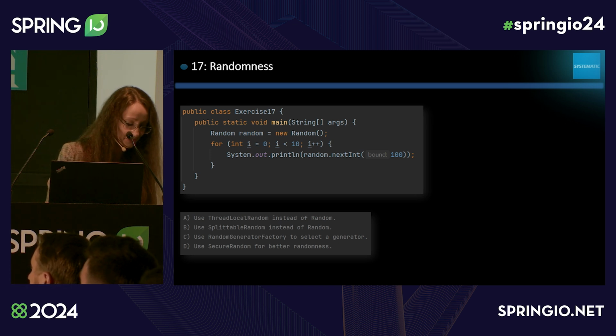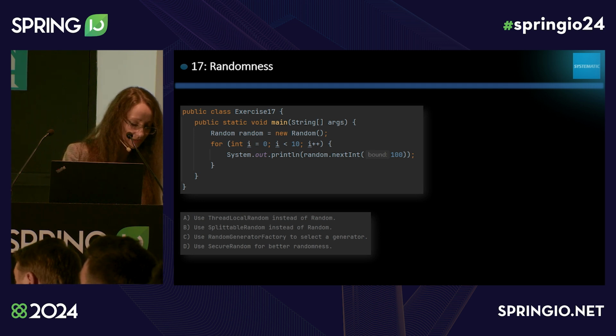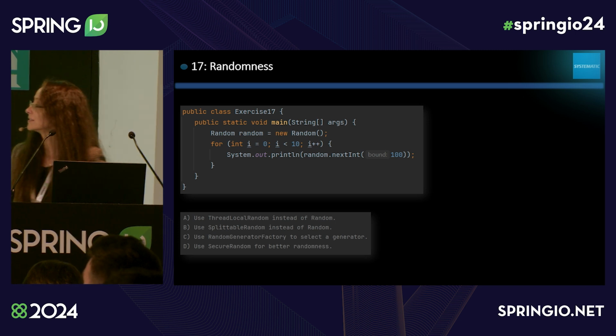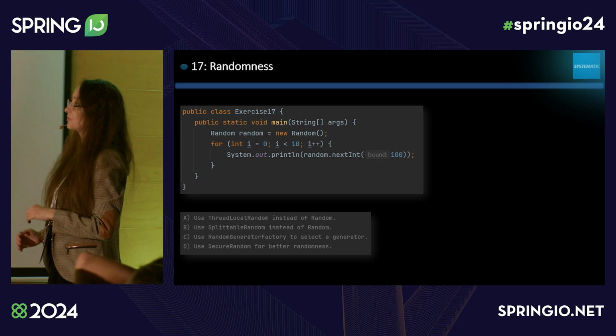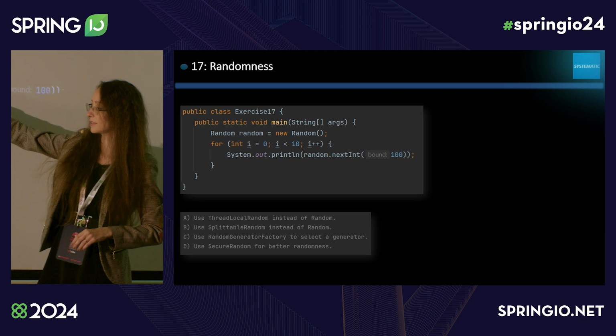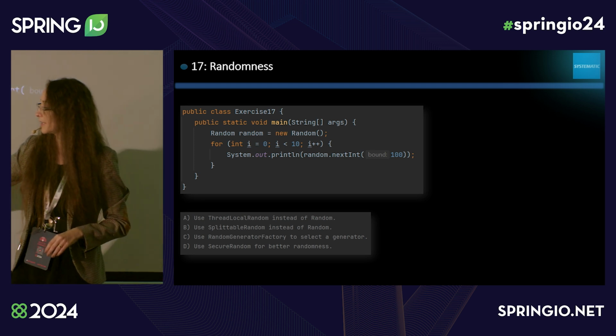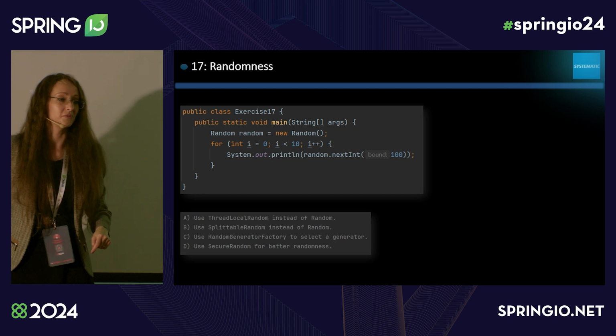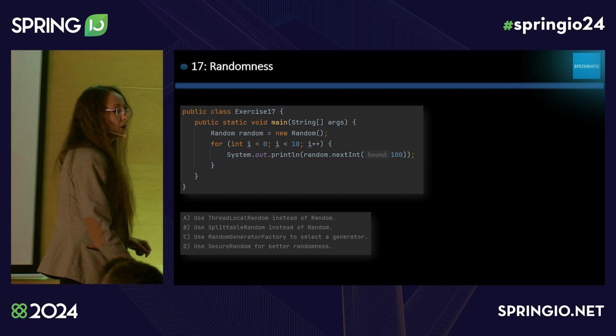And I will trigger the question now. One more second, and that's it. So, would you use a thread local random instead of random? So we want to replace this one, but how? Use thread local random, splittable random, random generator factory, or secure random. Out of these four, what would you choose?